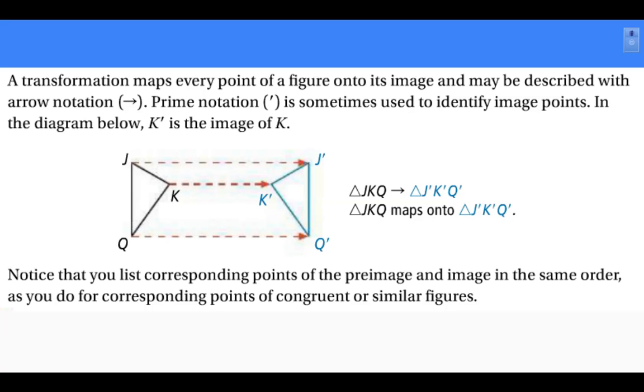Notice that you list the corresponding points in the preimage and image in the same order as you do for corresponding points of congruent or similar figures. So as it went here, J, K, Q, we're going to go J prime, K prime, and Q prime. So you want to make sure that they all match up.